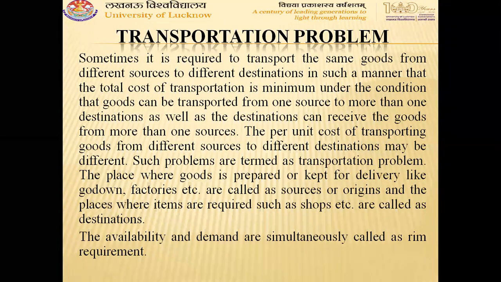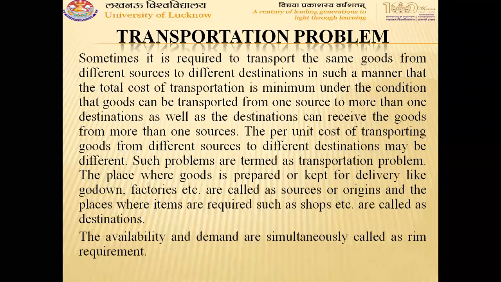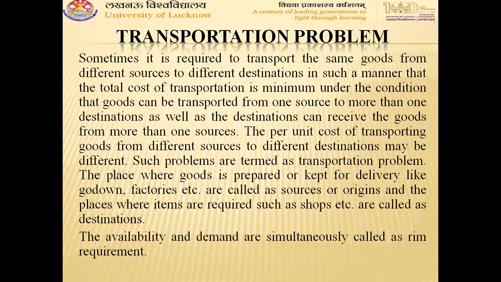The places where goods are prepared or kept for delivery, like godowns, factories, are called as sources, whereas the places where items are delivered or items are sold, like shops etc., are called as destinations. The availability and demands are simultaneously called as rim requirement.